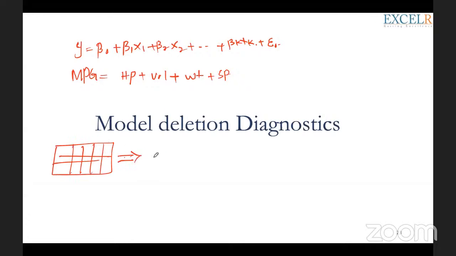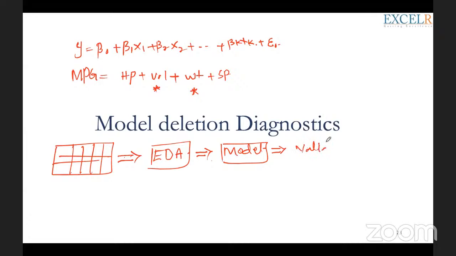and then we have done EDA. We have seen the correlation as well as the scatter plot between all the variables, and we found out that the MPG is negatively associated with all of these variables. Then after that, we went ahead and built the model, and we found a few problems with the model because the volume and the weight became insignificant in the output of the regression equation. That problem is called multicollinearity.